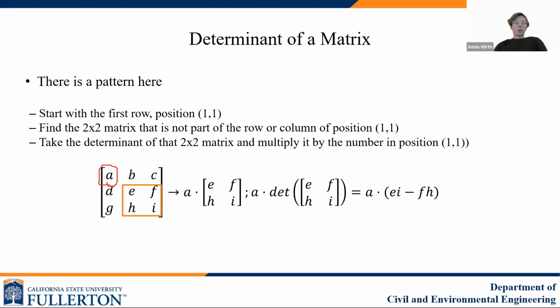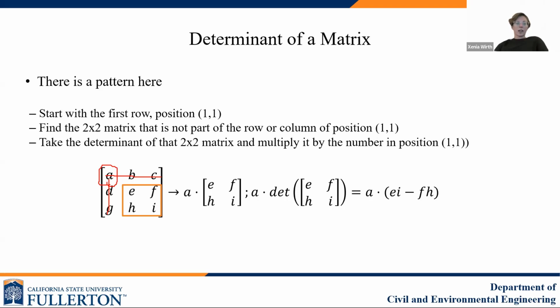A. What I do to help me take the determinant is I actually just draw a line through the row and the column that includes my position 1, 1. So if my position 1, 1 is A, I draw a line through that row 1, and I draw a line through that column 1. Now I'm left with 4 values that make a little 2 by 2 matrix. And I take the determinant of this 2 by 2 matrix and I multiply it by the number in position 1, 1, and that is going to be my first determinant.